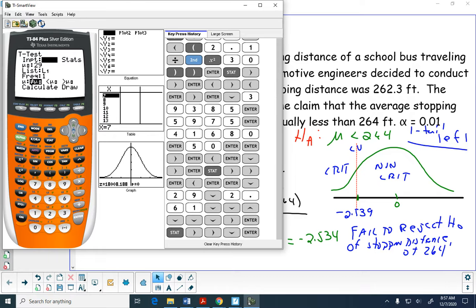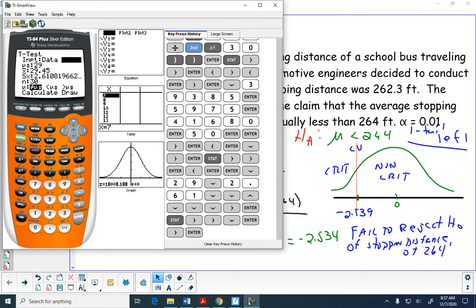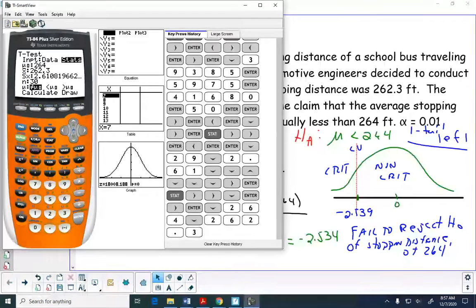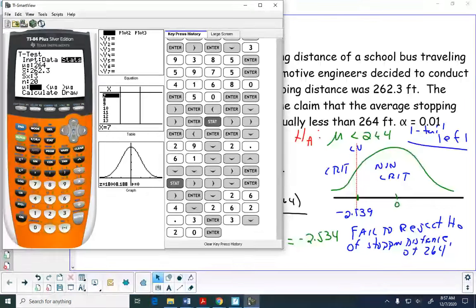Now what we have here is we have statistics. So we're going to go over to stats. My mu is 264. My sample mean was 262.3. My standard deviation was 3. My sample size was 20.